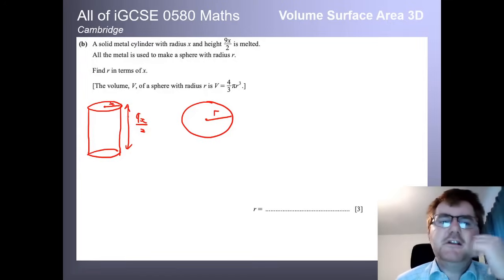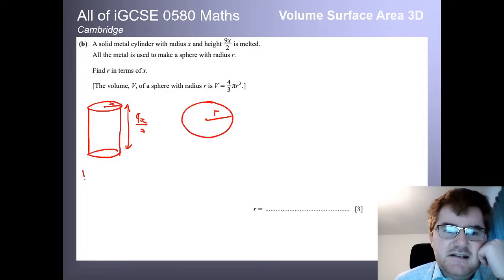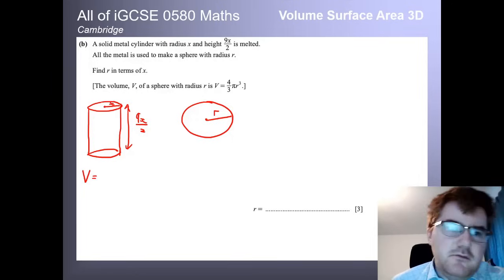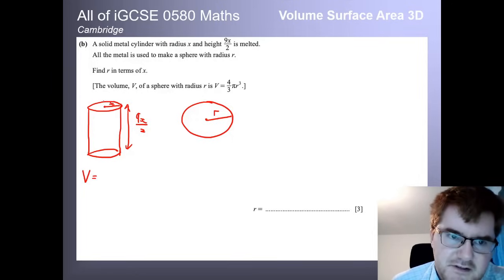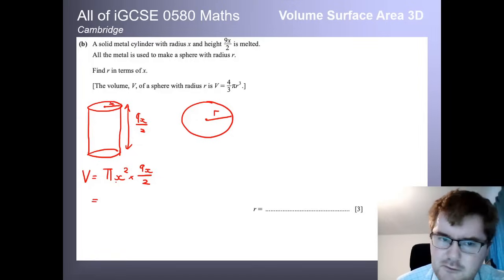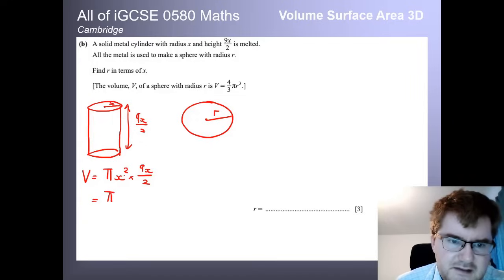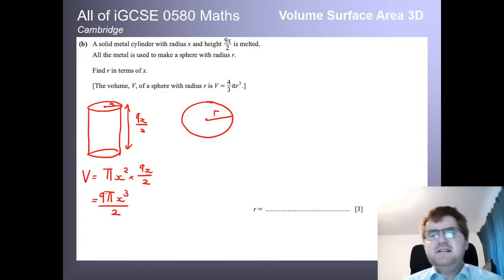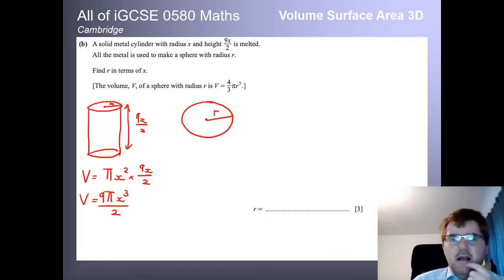Right, so the first thing we need to do is work out the volume of the cylinder. Now remember, the formula for this is pi r squared, so the area of the circle times the height. So if we use x instead, we're going to have pi times x squared times 9x over 2. And we can simplify this down slightly, so let's make it a little bit neater here. So this could be pi, or x squared times x is x cubed. We've got a 9 as well still here, so I'm going to put it out the front. And then we've got the divide by 2. So this step here, I'm just tidying up the algebra. And what we're told is all that metal is used to make this sphere.